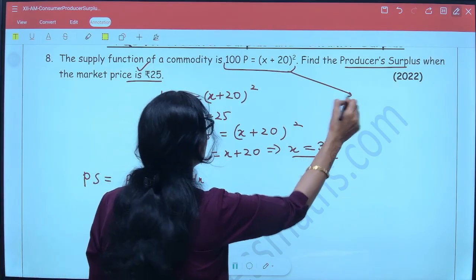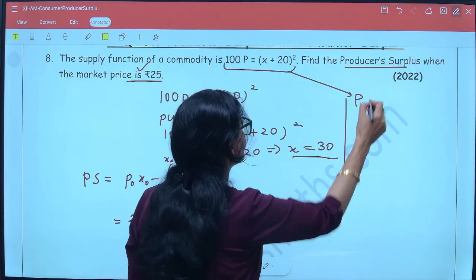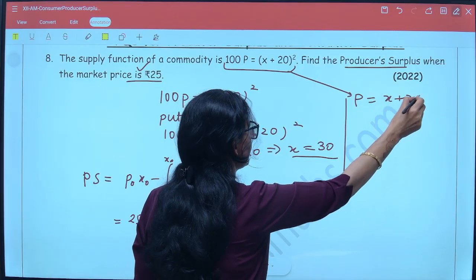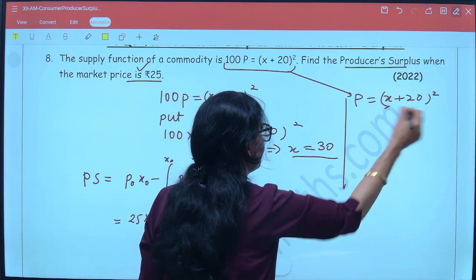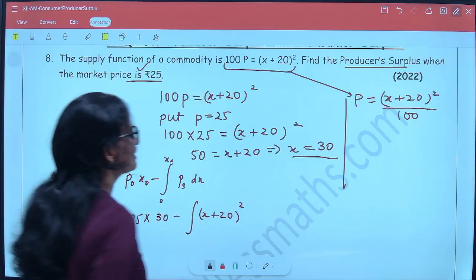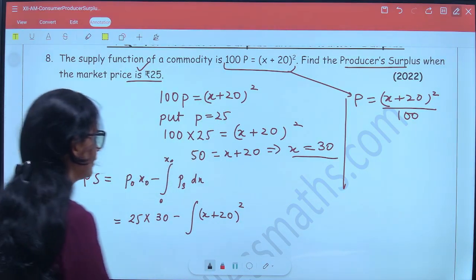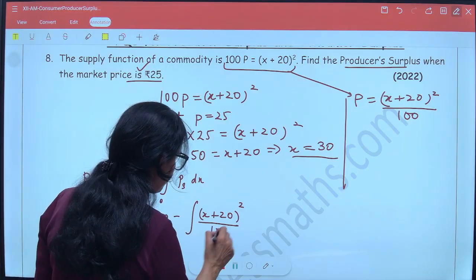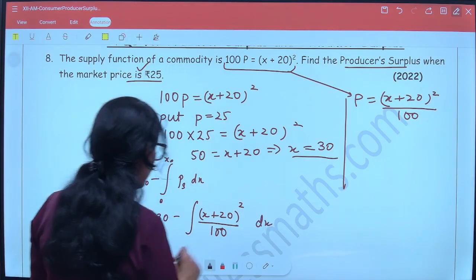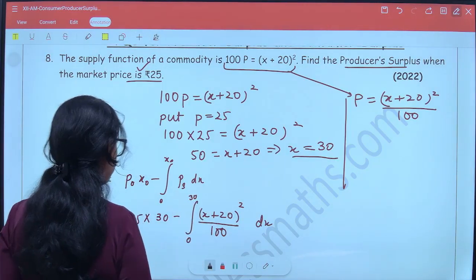Look here very carefully. It is 100p is equal to this. So that means p is equal to (x plus 20) whole square upon 100. So don't forget, p is equal to this. This is the supply function. So don't forget this 100 here. It is a little tricky question. This is upon 100 and then you have dx. The limits are 0 to 30.